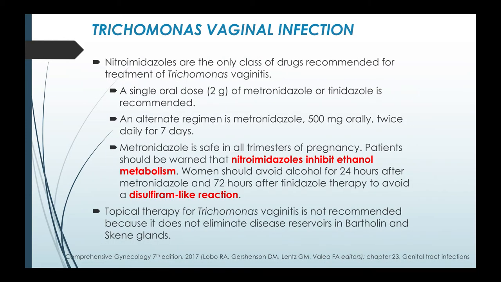Nitroimidazoles are the only class of drugs recommended for treatment of Trichomonas vaginitis. So we can give a single oral dose of metronidazole or tinidazole, which is what is recommended. Or we can give an alternate regimen of metronidazole 500 mg orally twice daily for 7 days, just like how we do it for bacterial vaginosis.